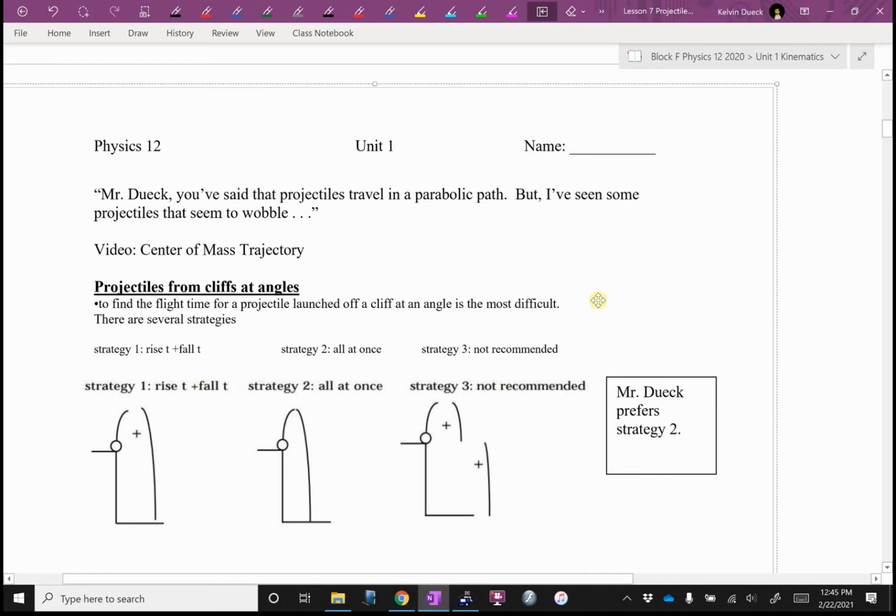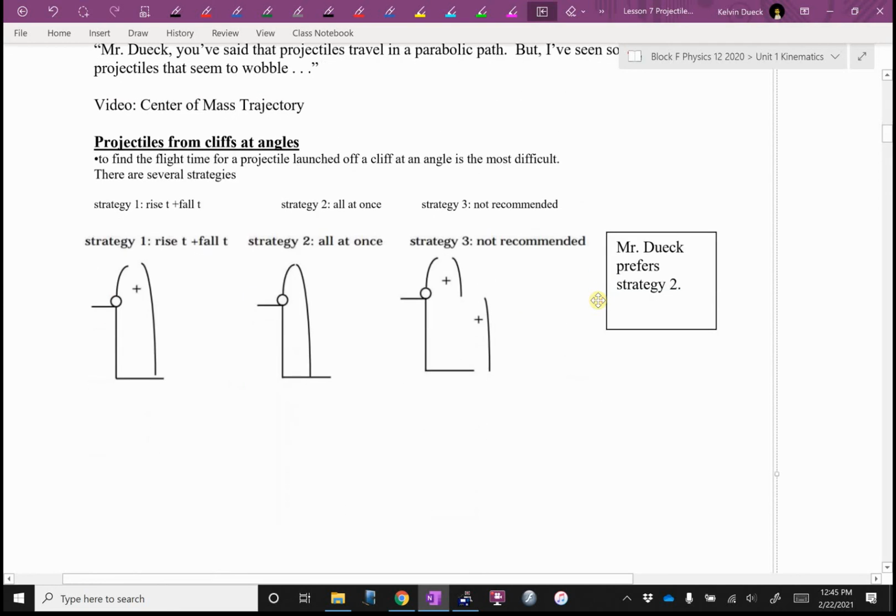Here's today's lesson. Projectiles from cliffs at angles. You know what you're going to spend most of your time finding? Time. In fact, if the question gives you time, it's going to fall apart. You're going to want your calculator out, and we're going to be going, sadly, full-bore quadratic formula. X equals negative b plus or minus the square root of b squared minus 4ac all over 2a. Or you can use your solver.